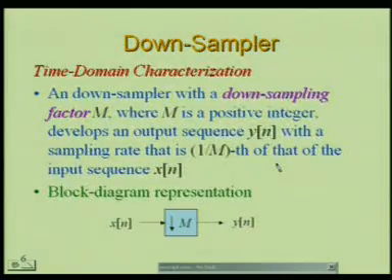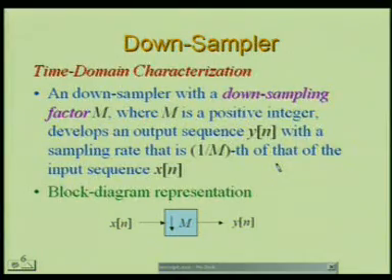If you try to do some research in this area and if you want to produce some research articles, you should provide both time and frequency domain characterization for the filter that you have developed. So, time domain characterization is important. So, you should know the time domain characterization of a downsampler first.